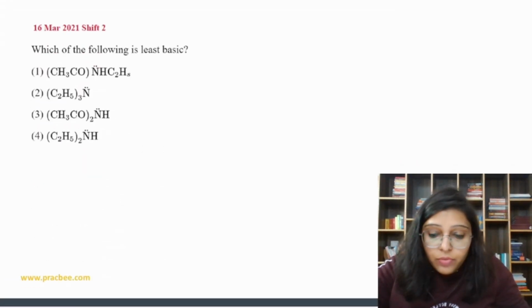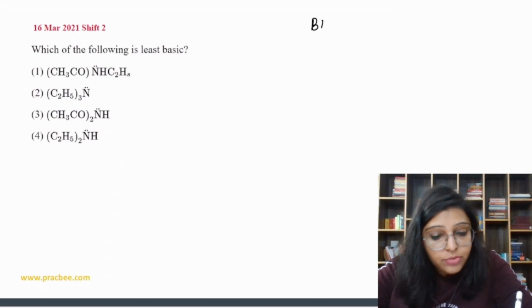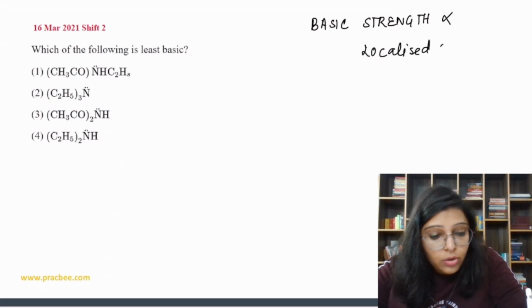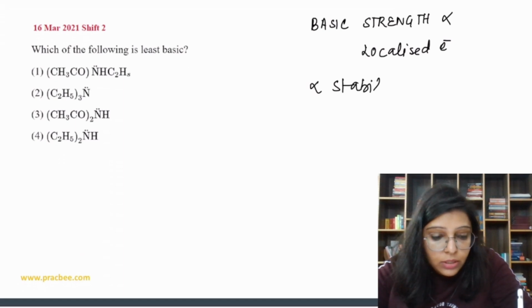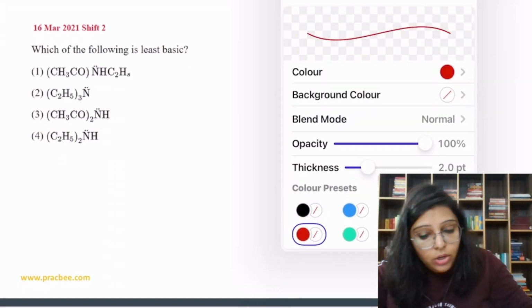Next question. Which of the following is least basic? So for least basic, we know that basic strength is directly proportional to localized electron. Localized electron is directly proportional to stability of conjugate acid, and directly proportional to electron releasing group, and inversely proportional to electron withdrawing group. Okay, now see option number 1.